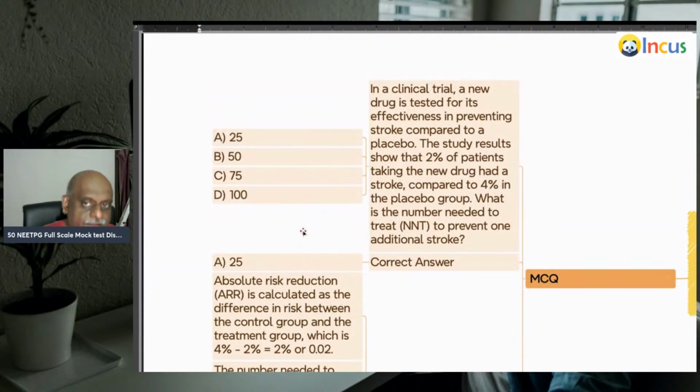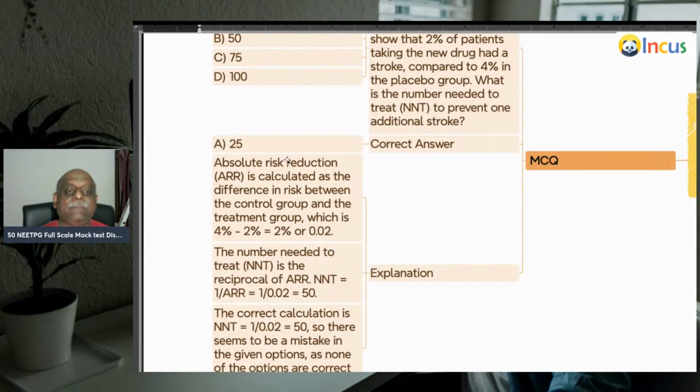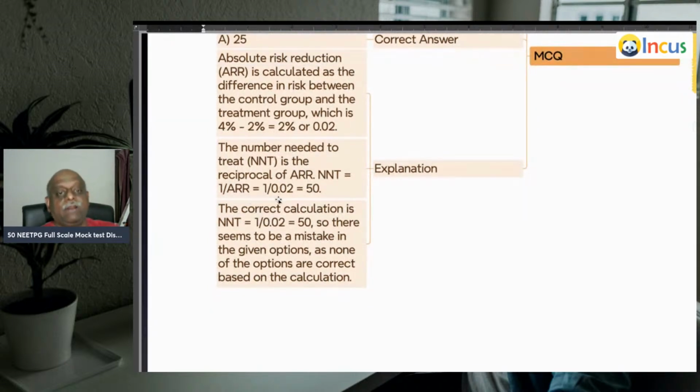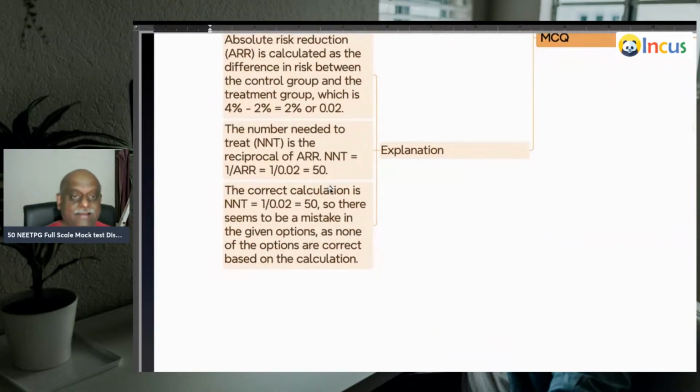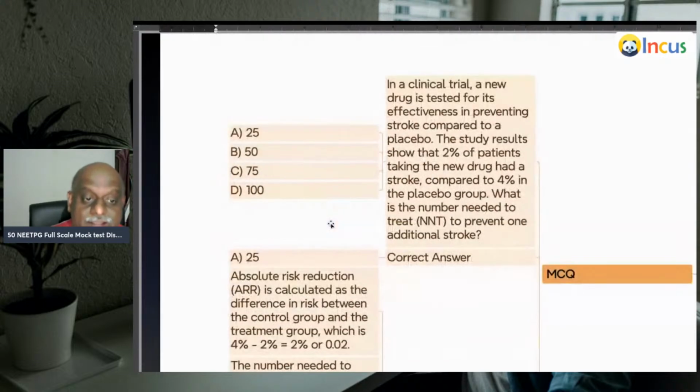In a clinical trial, a new drug is being tested. 2% of patients taking the new drug had a stroke compared to 4% in the placebo group. So what is absolute risk reduction? 4% minus 2% is equal to 2%. The number needed to treat is the reciprocal of absolute risk reduction. So 1 by ARR, 1 by 0.02 is equal to 50. So the correct answer should be option B.